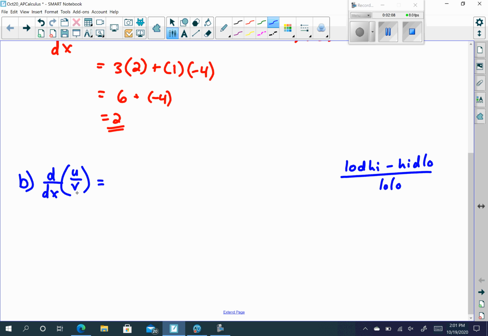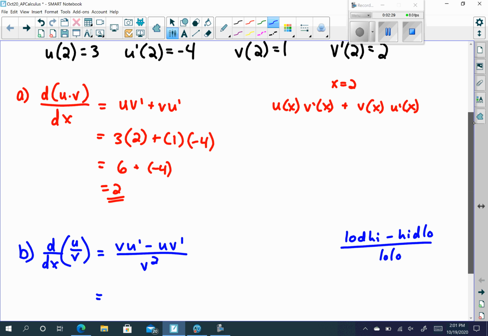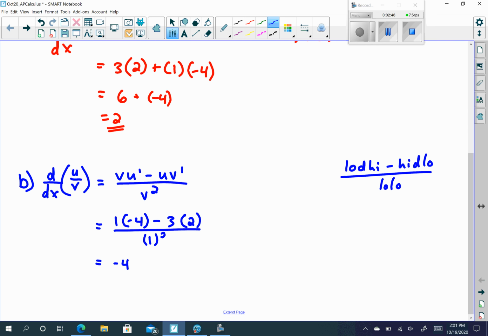And because we have u on the top and v on the bottom, it matches how I was first introducing this to you. So if I go low d high, my low is v, d high is u prime, minus high d low, so that's uv prime, all over v squared. And that was the second way that I had this written out, without the v of x and u prime of x. So again, looking at these values, v of 2 is 1, u prime is negative 4, u of 2 is 3, v prime is 2, all over v squared, which will be 1 squared. So we end up getting negative 4 minus 6 over 1, which is just negative 10.